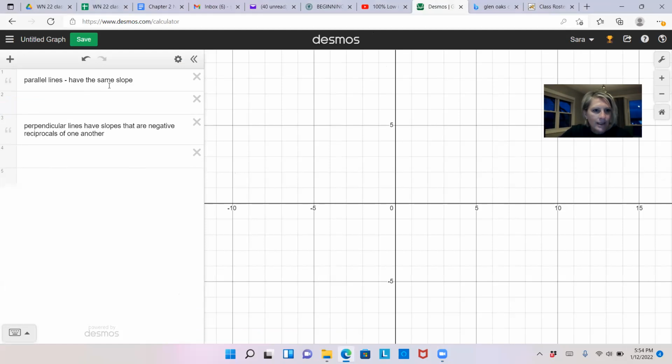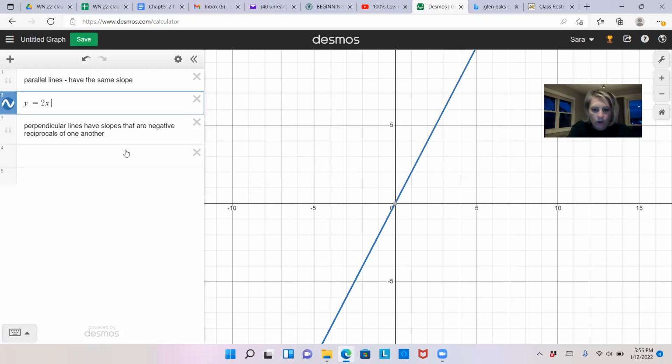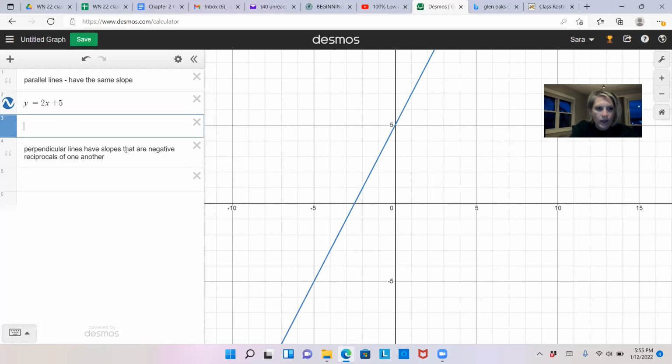Parallel lines have the same slope. Okay, the same slope. So let's just see what that would look like. I'm going to do an equation of a line, and I'm just going to make one up here. My equation is 2x plus 5. And then I'm going to make another equation that has the same slope, but my y-intercept is going to be negative. I'm going to make it -6.